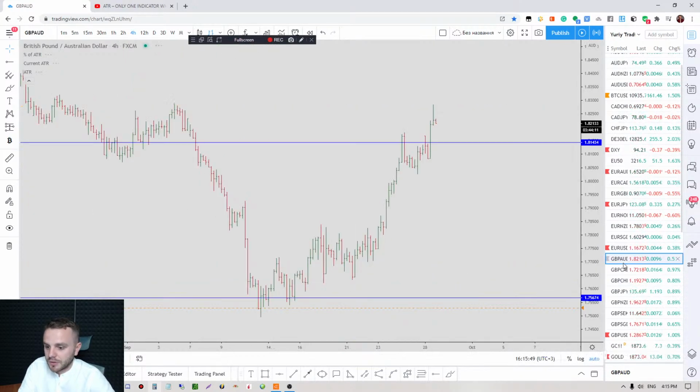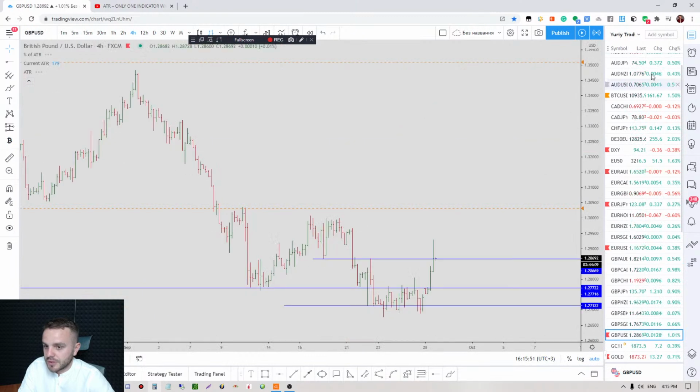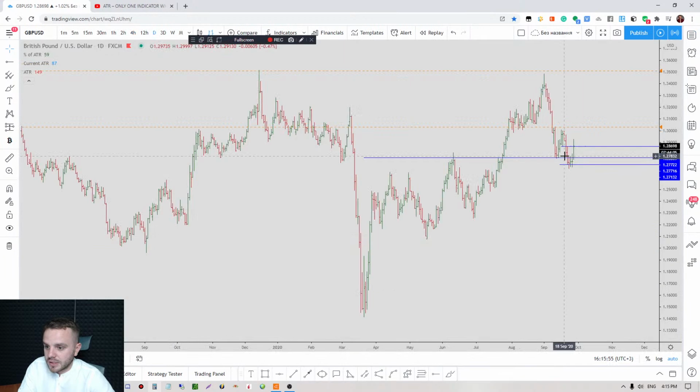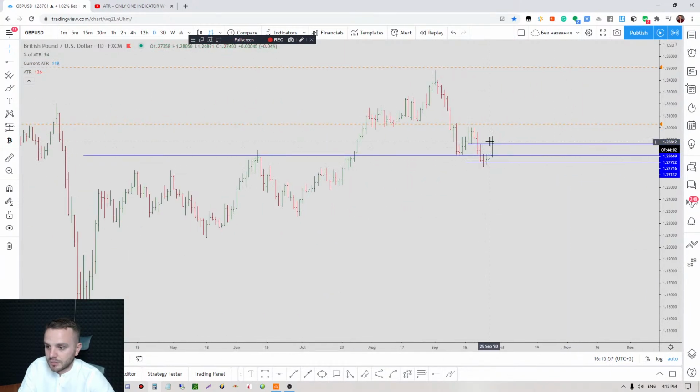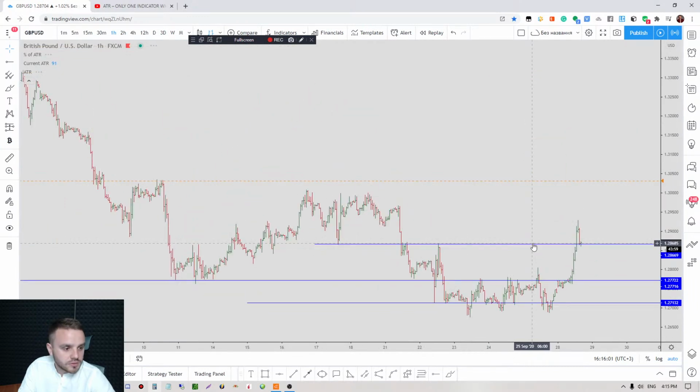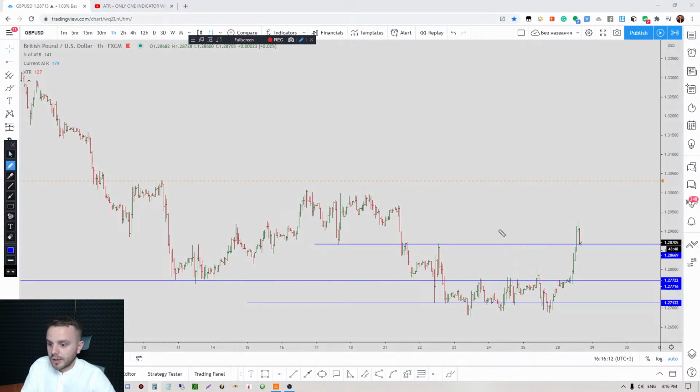Okay, British pound pairs. First, British pound USD. British pound USD broke out of this accumulation. A strong breakout, very strong. What was the reason? Who knows? Maybe there were some thoughts, talks about Brexit, something like that. You would never know. But the main thing is that money flow was up.